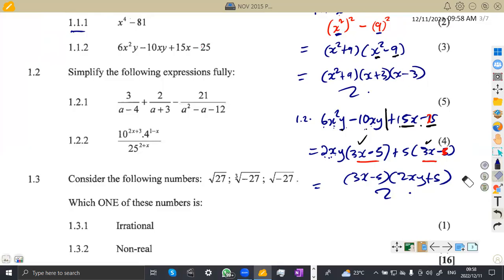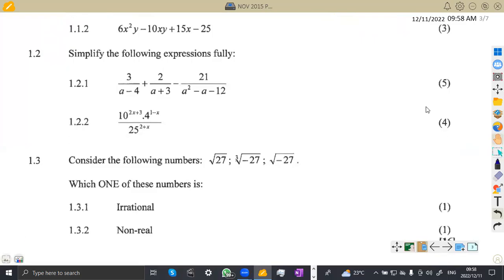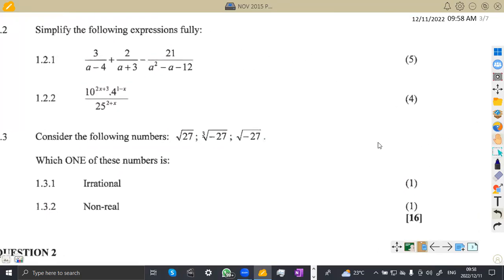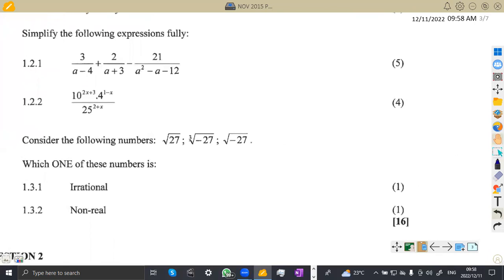So let me just remove this part so that we can check the other part of the question, which is on 1.2.1, where we are given to simplify the expressions. All right, so there we are supposed to actually factorize and simplify, and add and subtract. So the first thing on the first part, there's nothing that we can do. Actually, just rewrite as it is: 3 over a minus 4 plus 2 over a plus 3.